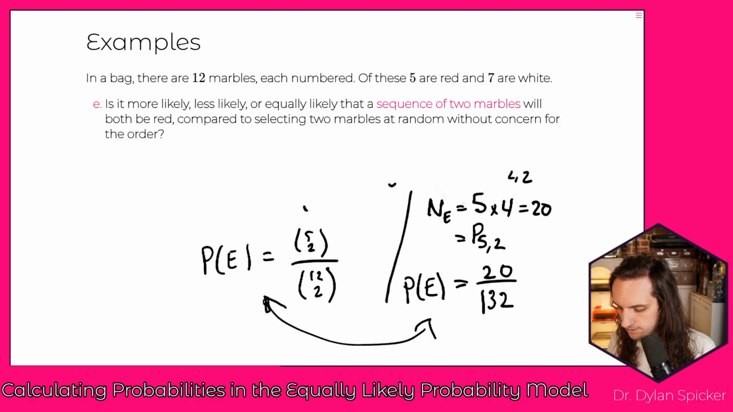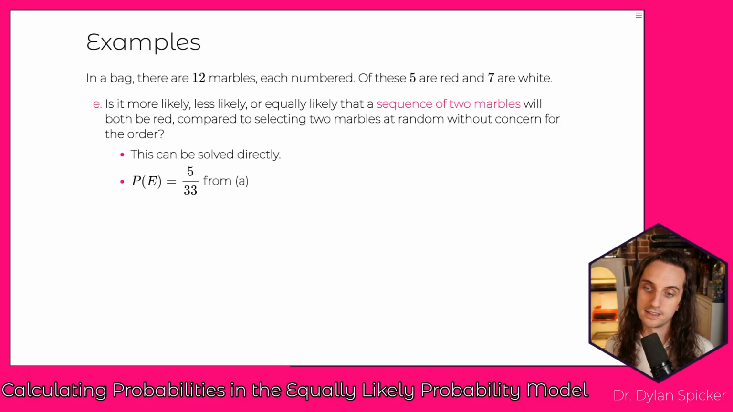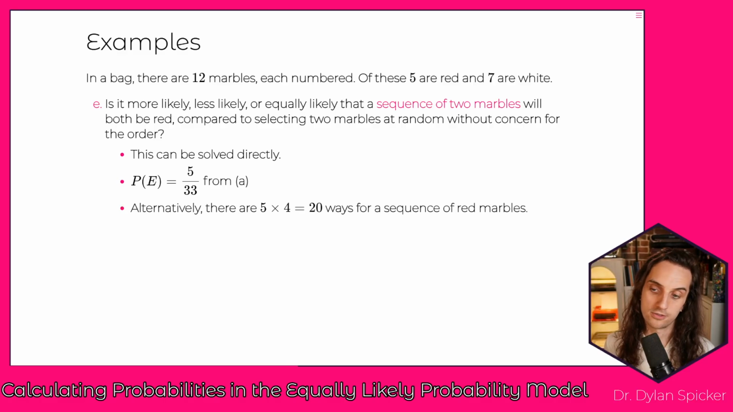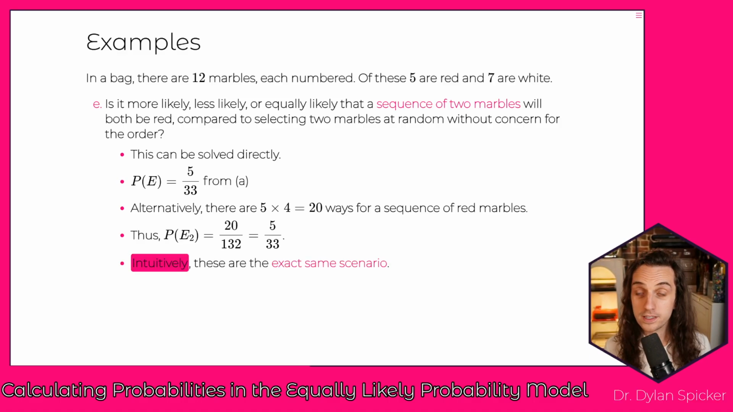And so if you work out those direct probabilities, you'll actually find that in this case, they're exactly the same thing, right? 5 out of 33 from A. If you simplify 20 out of 132, that's also 5 out of 33. And so intuitively, the scenarios match, but also algebraically, we can show that they match.